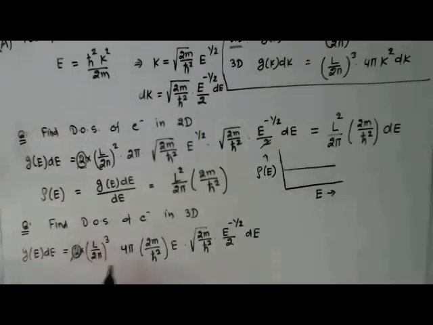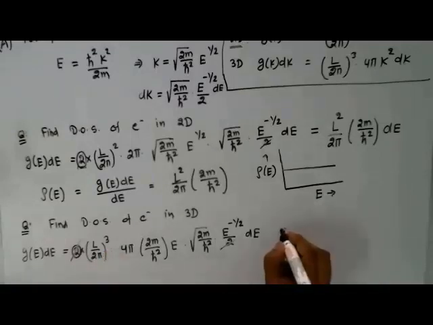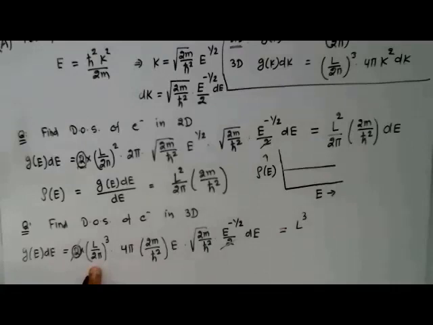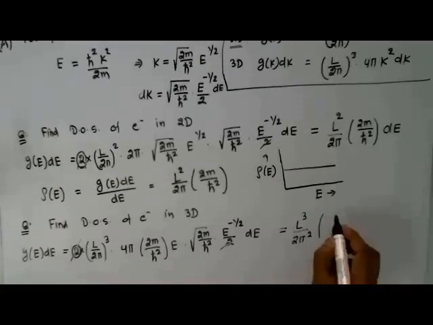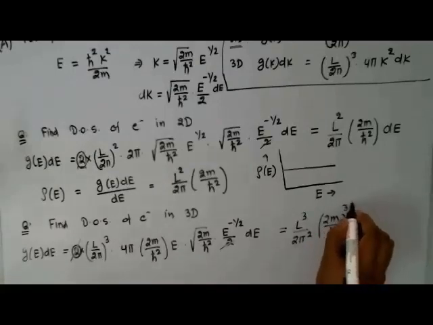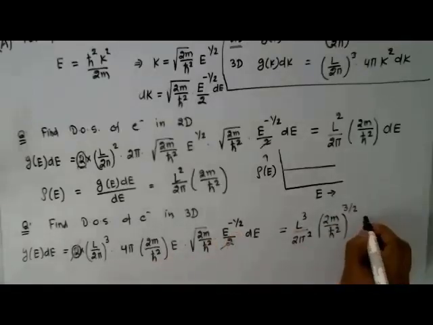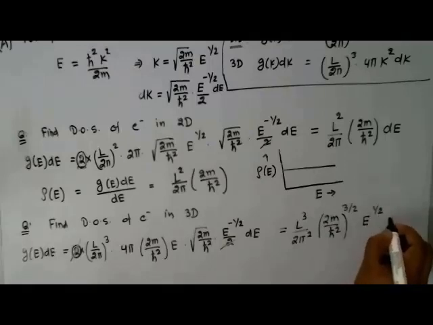So again, these two and these two you can cancel, and now you can open this equation. So this becomes L cube, and here what will it become? 8 pi cube and 4 pi. So this simply becomes 2 pi square. And here you have 2m upon h cut square and its root. So this is going to become power of 3 by 2. And E power half and E power minus half, that becomes E power plus half into dE.